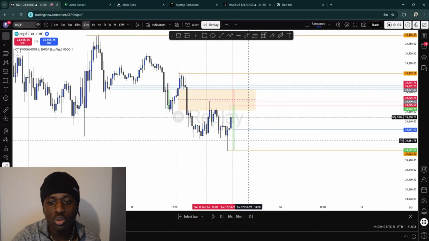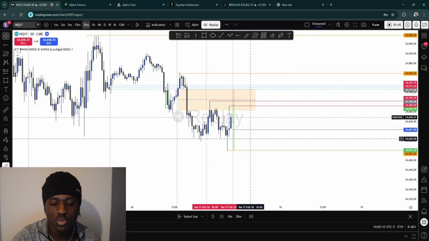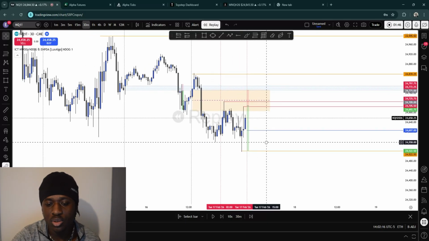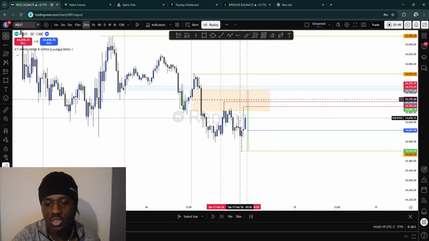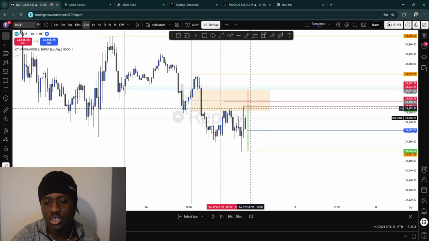So I did take a long during market open. It did hit TP on the funded, but on the evals I closed it out because I knew that the short was kind of wrong, so I did close it out. But obviously on the evals, to pass them, we did catch the short.